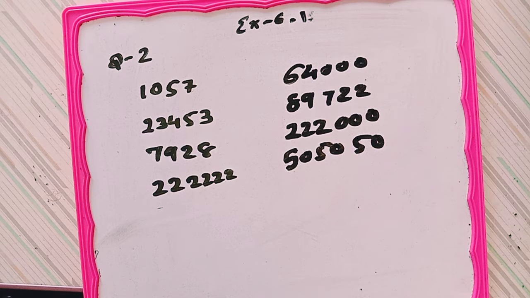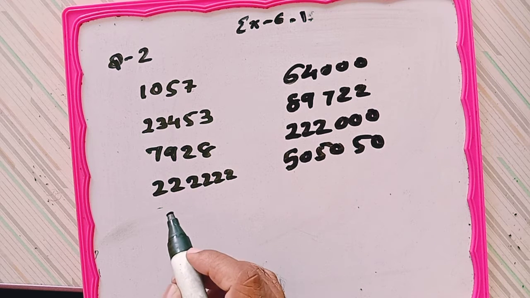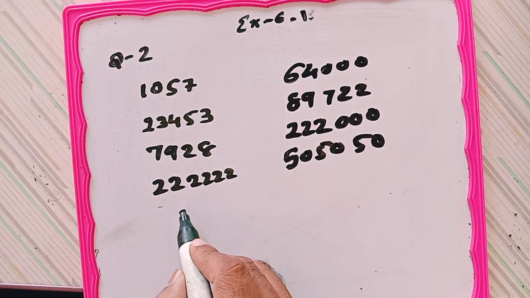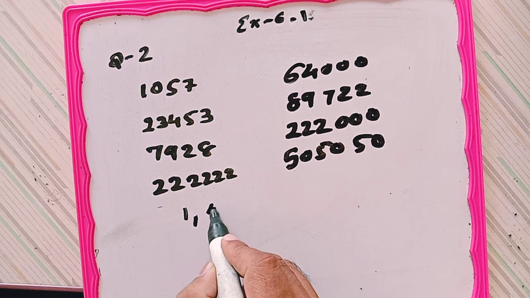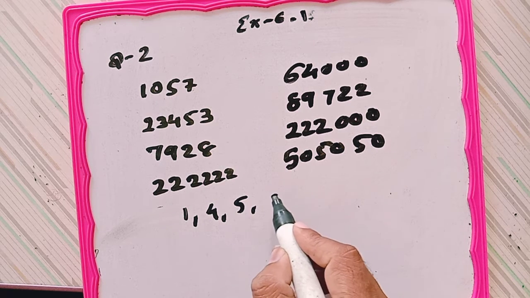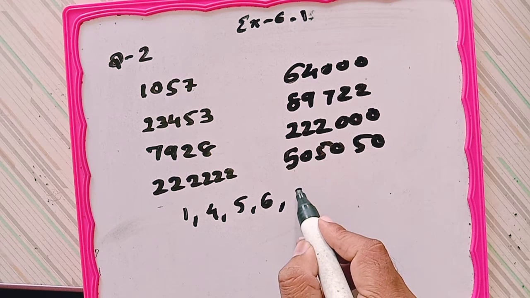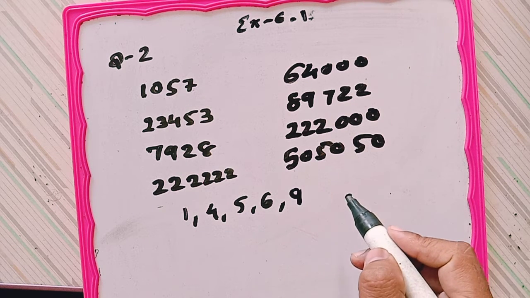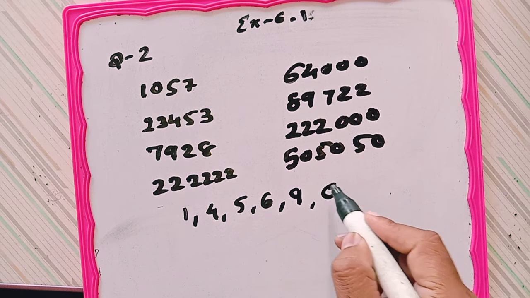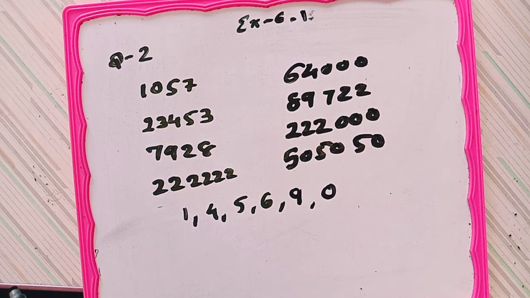Question 2 is: why are these numbers not perfect squares? We know that a number can be a perfect square if it ends with 1, 4, 5, 6, 9, and 0 with an even number of zeros. So any number ending with 1, 4, 5, 6, 9, 0 can be a perfect square. And if 0 is there, it must be an even number of zeros, meaning 2 zeros, 4 zeros, like that.